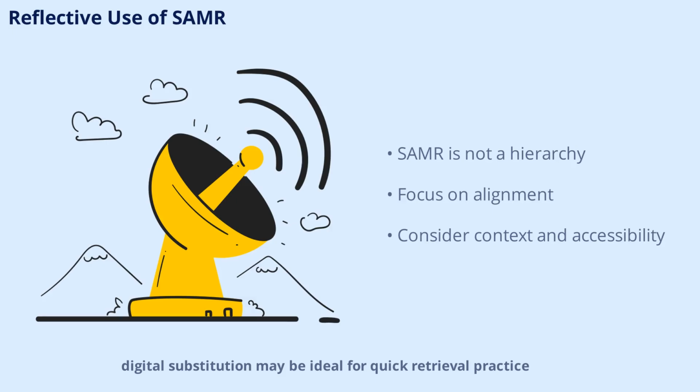For example, digital substitution may be ideal for quick retrieval practice, while a collaborative, technology-enhanced task may be justified when the learning outcome requires authentic communication or co-creation. Quality depends on alignment, cognitive demand, accessibility, and context, not just on the SAMR level.